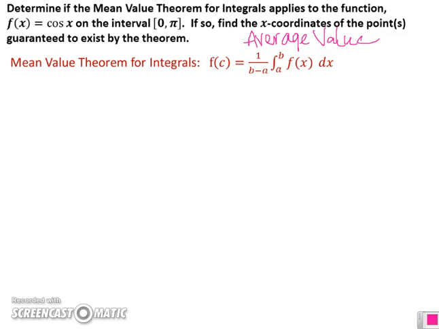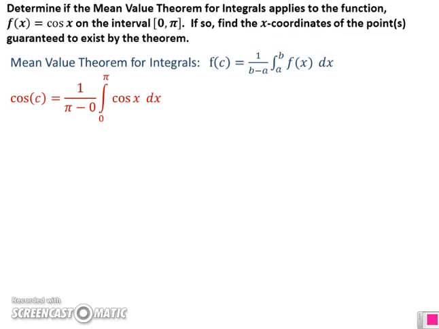On the left side, we're actually plugging a c into our function. So you really just take this formula as is. So f of c looks like cosine c. And then on the right side, you find average value by plugging in 1 over b minus a, which is 0 and pi here for a and b, and then we're integrating from 0 to pi.